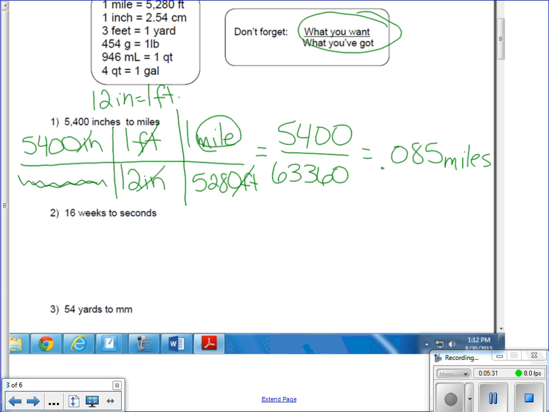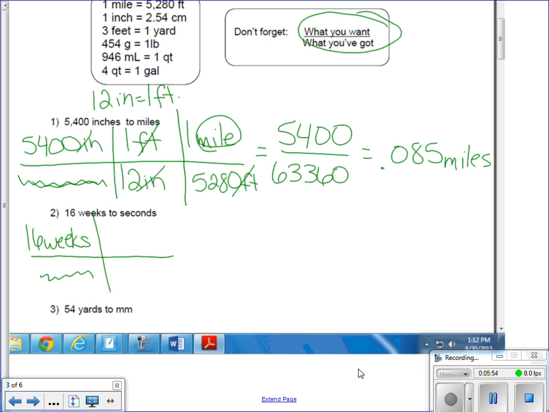All right, on number 2, we want to go 16 weeks to seconds. So how many seconds are there in 16 weeks? So we're going to start with 16 weeks. It's not weeks per something, so we can squiggle out that box. All right, so now we're trying to go smaller. Right? Seconds are smaller than weeks.